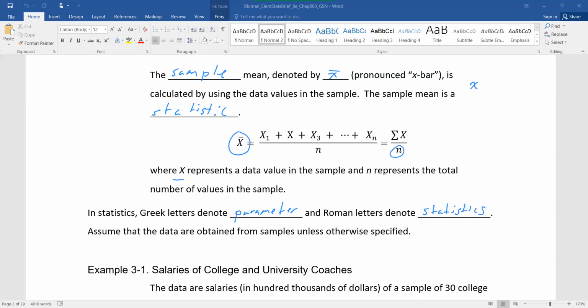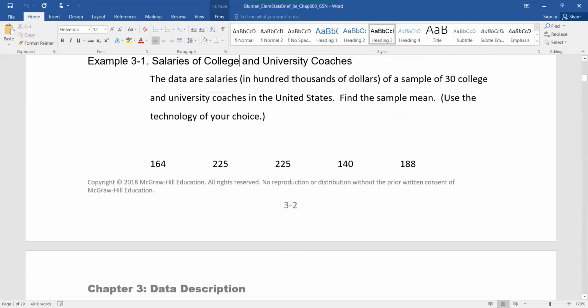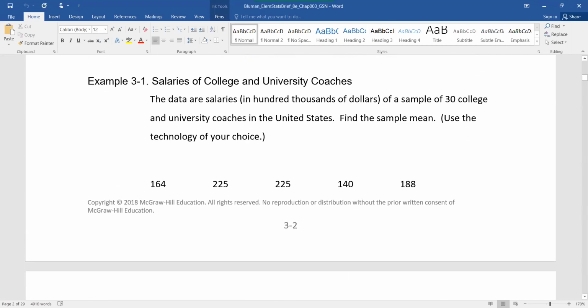All right. Assume the data are obtained from samples unless otherwise specified. So in our first example here, it says salaries of college, university, and coaches. We saw this one already. It says the data are salaries of 30 colleges and universities, and we're going to find the sample mean. Did it do it for you? It didn't? Oh, good. All right.